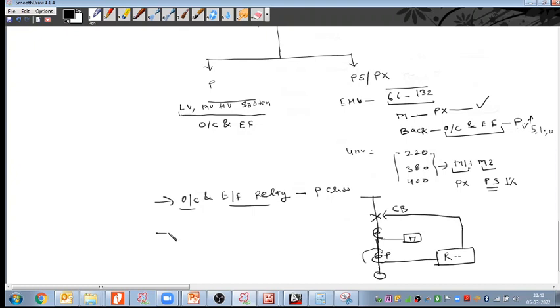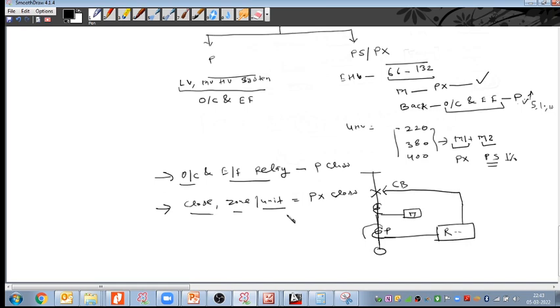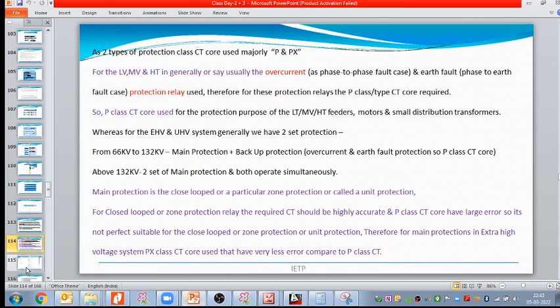But when it comes to any closed loop protection, zone protection, or unit protection, in that case we use the PX class CT core. What I mean by closed loop, zone, or unit protection, let me first show you some sketches of the closed zone or unit protection. After that we will discuss what it means in layman's language.